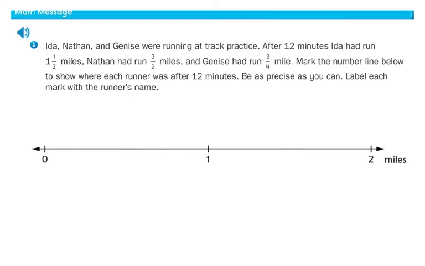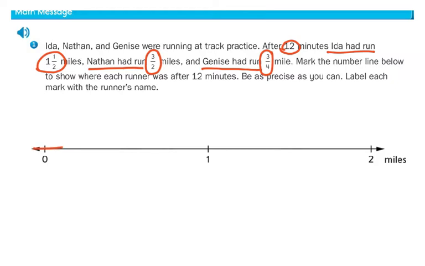It says, Ida, Nathan, and Janice were running at track practice. After 12 minutes, Ida had run 1.5 miles, Nathan had run 3/2 miles, and Janice had run 3/4 of a mile. Mark the number line below to show where each runner was after 12 minutes. Be as precise as you can. Well, this is a warm-up problem, but label each mark with the runner's name.